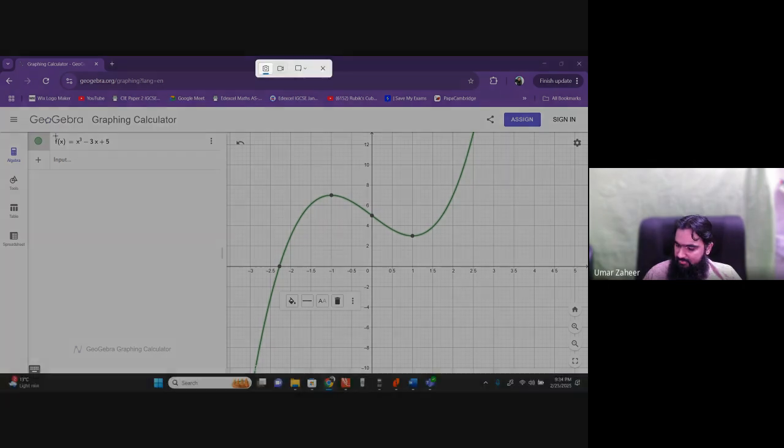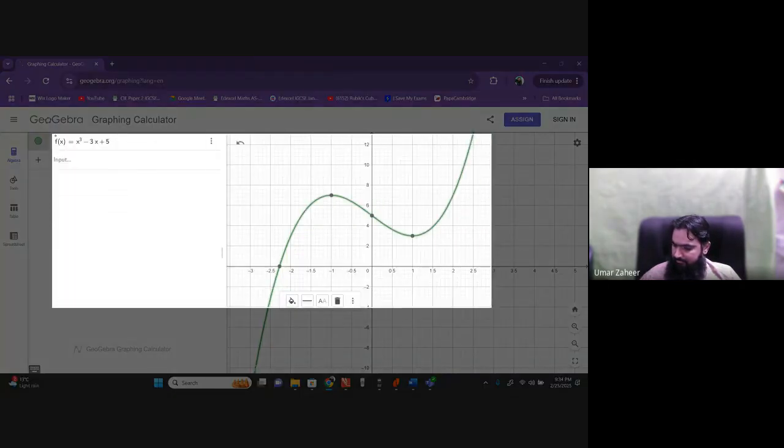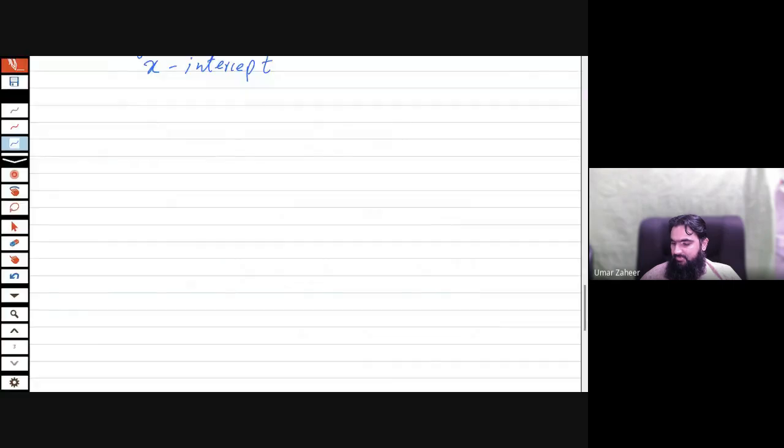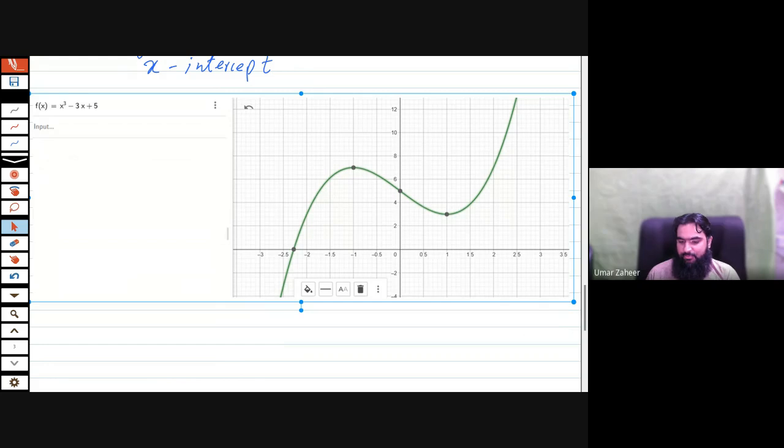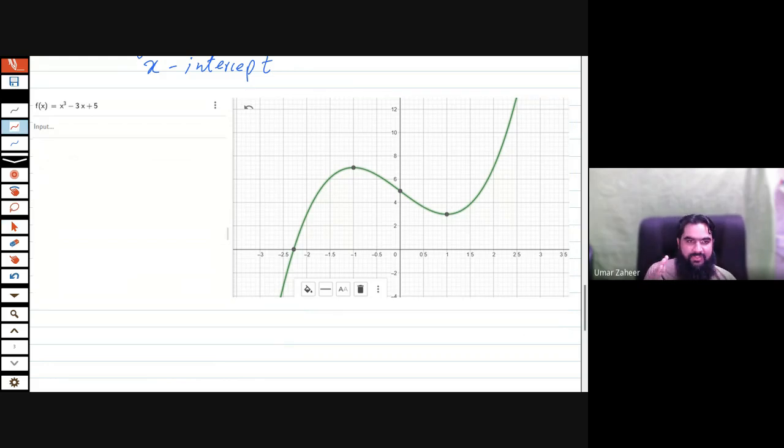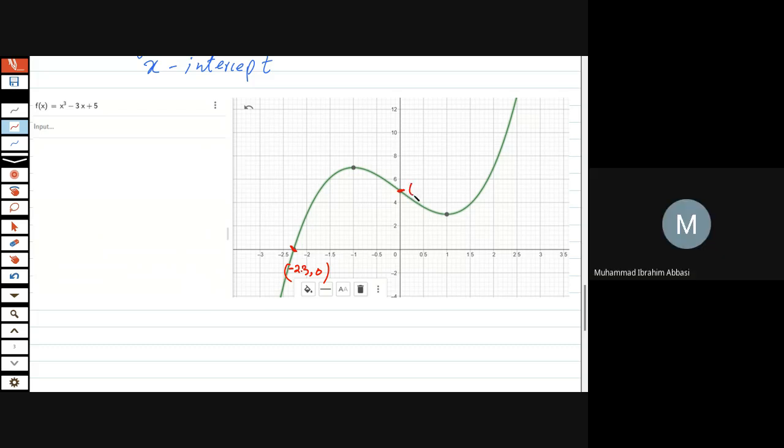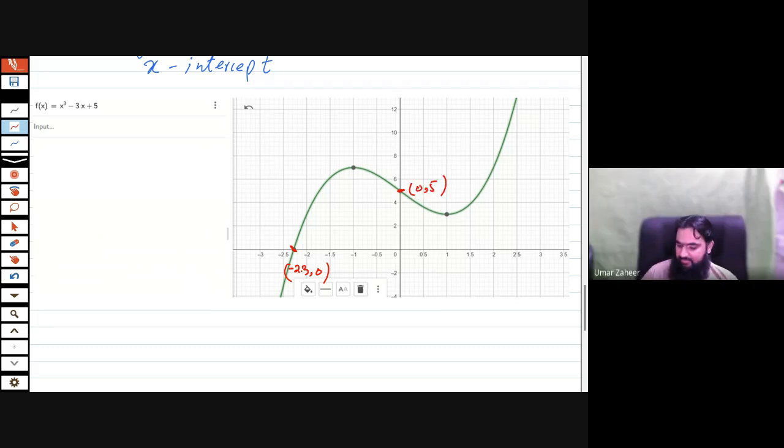So I'm going to take this picture on my own screen. All right, everyone. This is the cubic graph. So the examiner gives you the graph and you have to find the x-intercept and y-intercept. If you look carefully, it is between -2 and -2.5. So this value is going to be around -2.3. That is your x-intercept, (-2.3, 0). And if you look carefully, this value looks like it is 4, it is 6. So it is (0, 5).